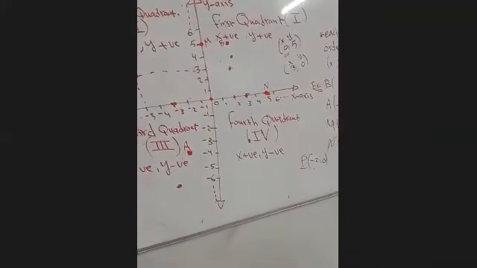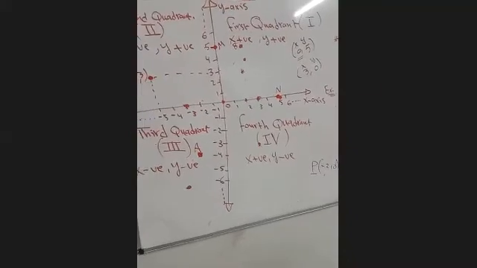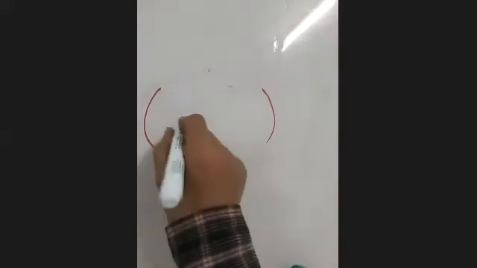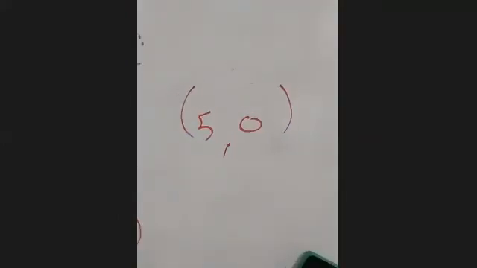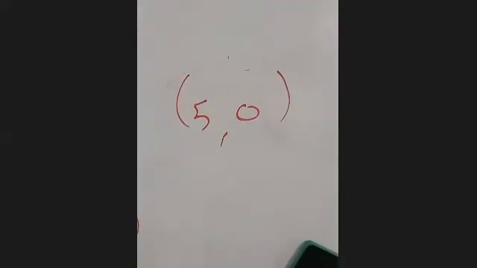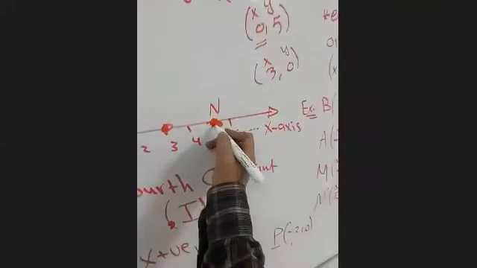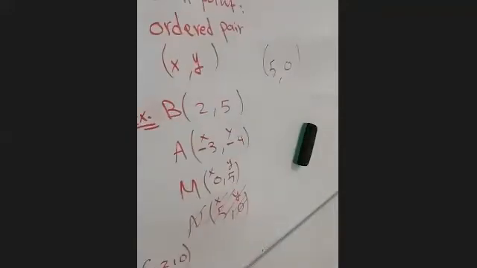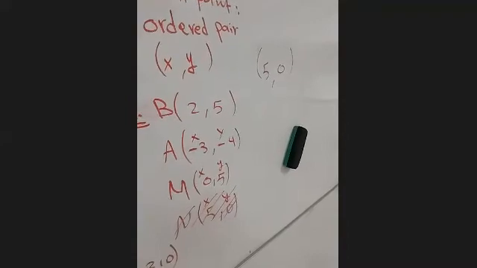I don't understand how we put 0 in Y. Which 0? Give me a point. 5 and 0. Where do we go first? In X, 5 on X. Right? Y is what?